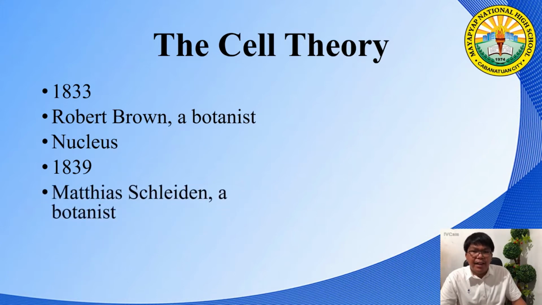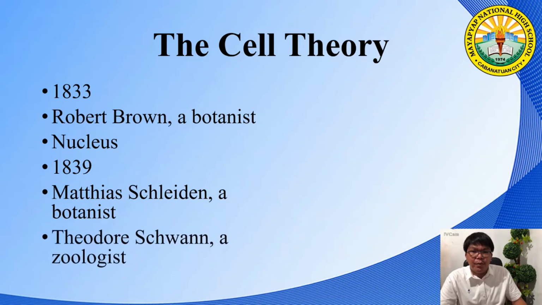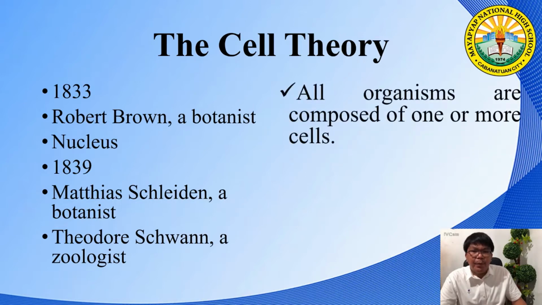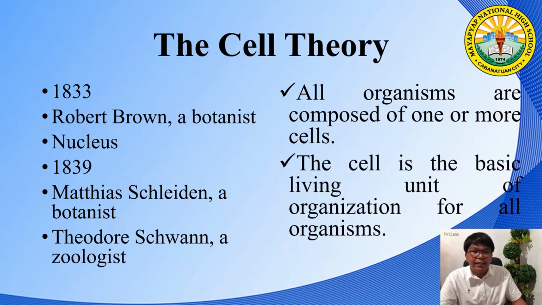Matthias Schleiden, a botanist, and Theodor Schwann, a zoologist, recognized the basic similarities of plant and animal cells. Thus, in 1839, they proposed the first two principles of the cell theory. All organisms are composed of one or more cells, and the cell is the basic living unit of organization for all organisms.